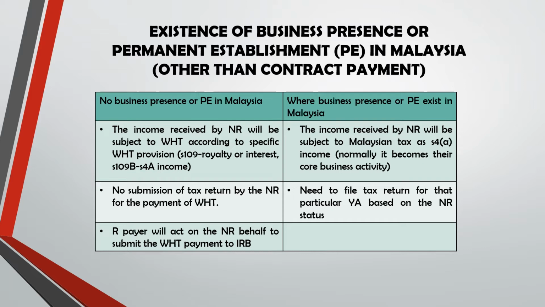Why? Because it is the payer who will act on the non-resident's behalf to submit the withholding tax payment to the IRB. But if business presence or PE exists in Malaysia, the income received by the non-resident will be subject to Malaysian tax as Section 4A income, because it will then be treated as their core business activity. So, since it is treated as Section 4A income, they have to file the tax return as usual for that particular year of assessment based on the non-resident status. Because the chargeable person can be resident or non-resident.